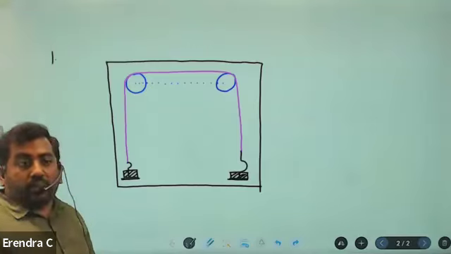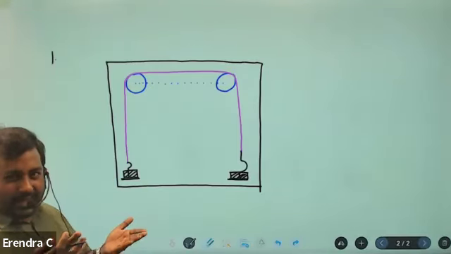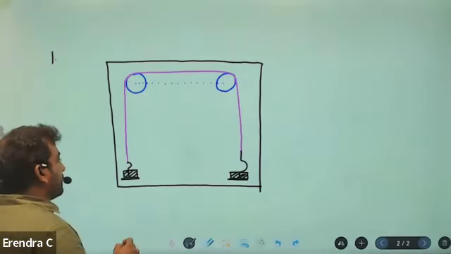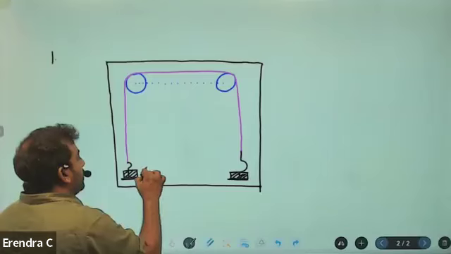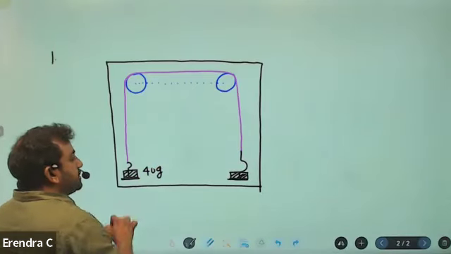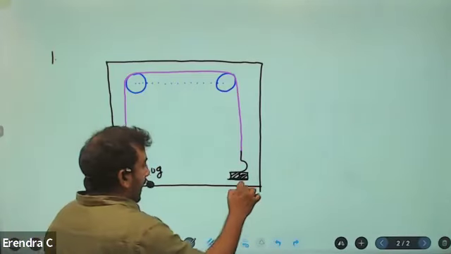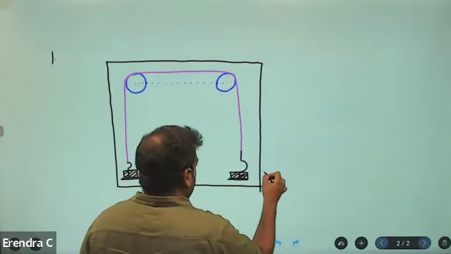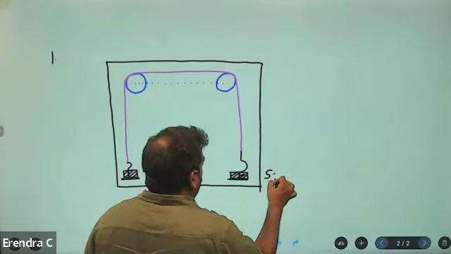Then what do we do? Now these are known weights. For example, I'll take a basic example. I'll take this as 50 grams. I don't know, 50 grams.